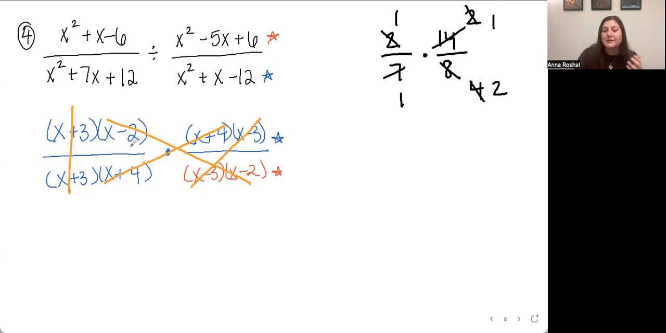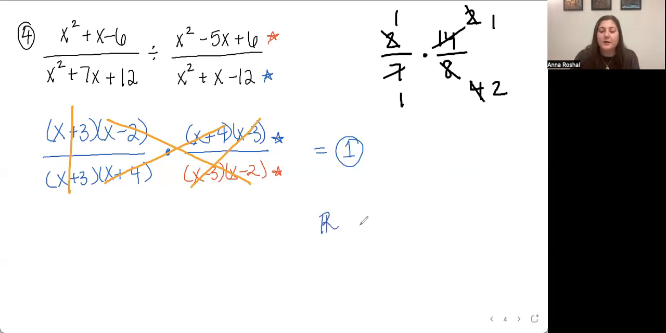In this particular case, it just so happened that I crossed everything out, but the process is still the same, right? The idea is still the same. We're simplifying as much as we possibly can. So my answer to this, fully simplified, would just be 1.